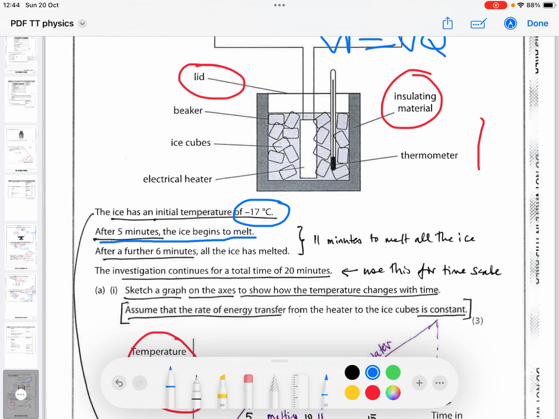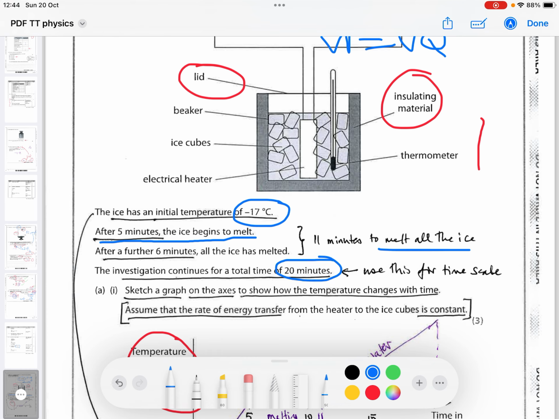After a further 6 minutes the ice is all melted, so 11 minutes to take the ice from minus 17 degrees and to break the bonds sufficiently, putting the energy in to distance them into making the change of state to liquid. So 11 minutes in total to melt all the ice, and the investigation continues for a total of 20 minutes. So what will happen after 11 minutes? It will be liquid and it will start heating up again. So you have to have 20 minutes on your graph.